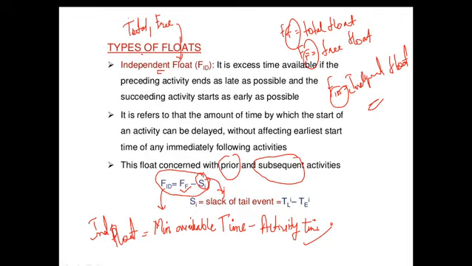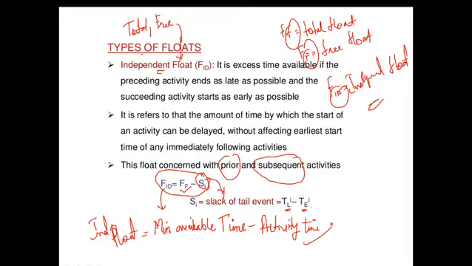SI. What is SI? Slack of tail event. How to calculate? Latest time minus earliest time. So, one more formula we have, that is independent float is equal to minimum available time minus activity time. This is also one formula for us.